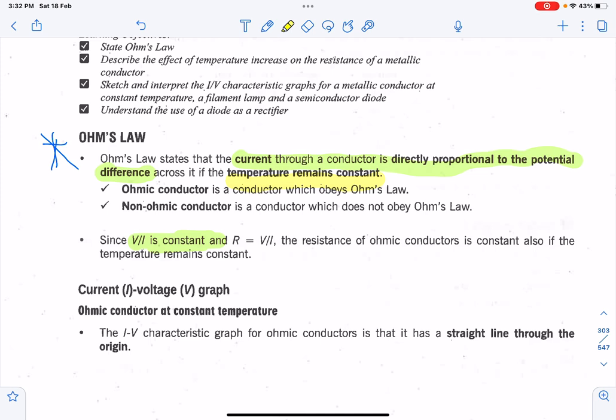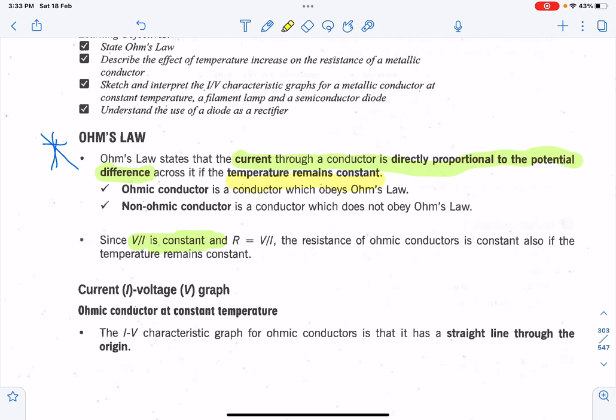Since voltage divided by current is constant, and resistance equals voltage divided by I, the resistance of ohmic conductors is usually constant also, if the temperature remains constant. So what we can say is that resistance will never change that much if and only if the temperature is the same throughout.